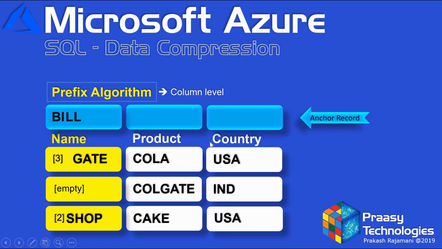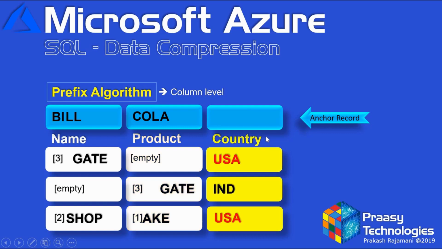Now let's apply the same on the product column. It checks for any prefix characters getting repeated. Yes, it's C. So it pushes C to the anchor record. Then we can see OL is also getting repeated, so it pushes OL to the anchor record. Now it replaces with the index size 3 in the first record and 3 in the second and 1 in the third record. Now the size of record 1 is smallest when compared to the 3 records, so it pushes A to the anchor record and replaces with empty.